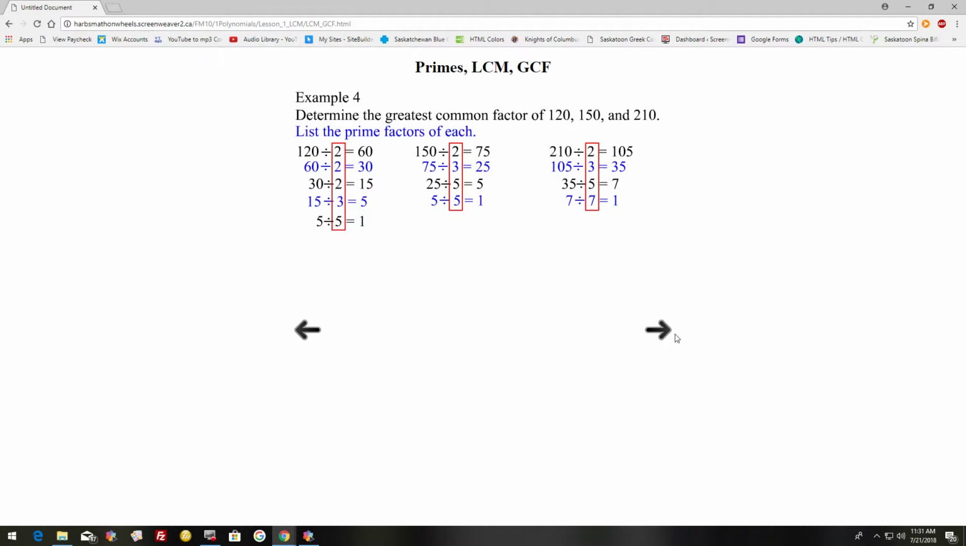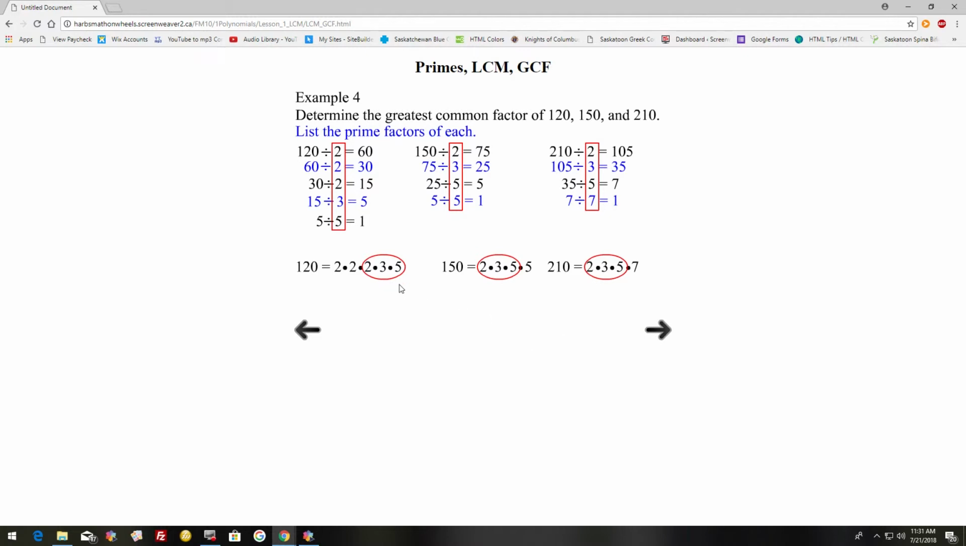List them horizontally as a product of primes. For 120, we get 2 times 2 times 2 times 3 times 5. For 150, we get 2 times 3 times 5 times 5. And for 210, we get 2 times 3 times 5 times 7. In those groupings, take out anything that's common. 2 times 3 times 5 is common in 120.